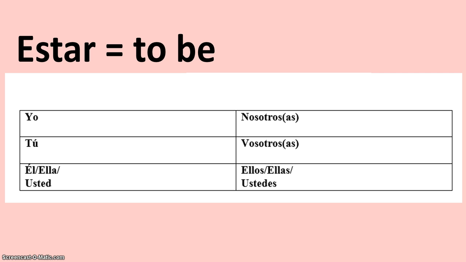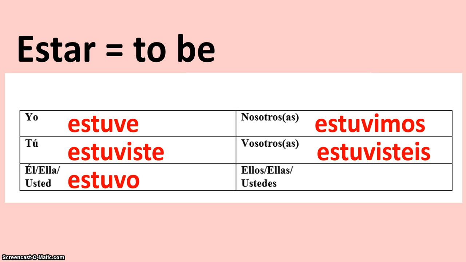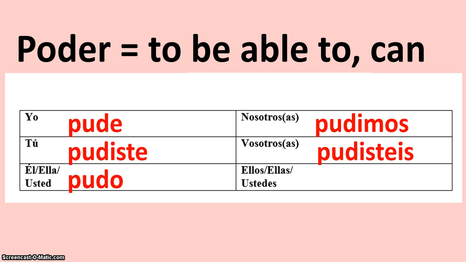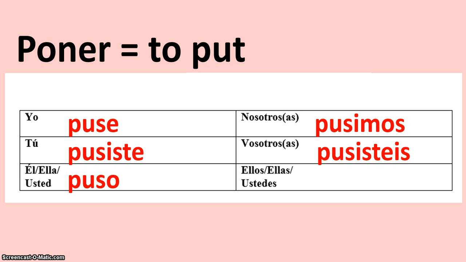Estar significa to be, yo estuve, tú estuviste, él ella usted estuvo, nosotros nosotras estuvimos, y ellos ellas ustedes estuvieron. Poder, to be able to or can, yo pude, tú pudiste, él ella usted pudo, nosotros nosotras pudimos, y ellos ellas ustedes pudieron. Poner, to put, yo puse, tú pusiste, él ella usted puso, nosotros nosotras pusimos, y ellos ellas ustedes pusieron.